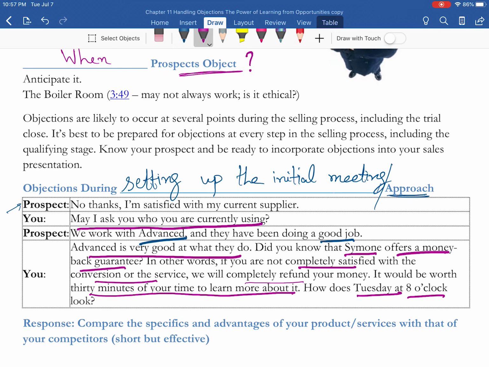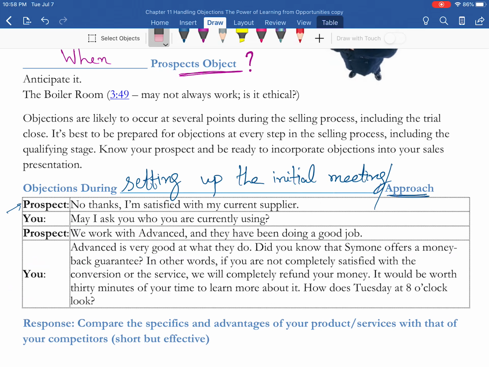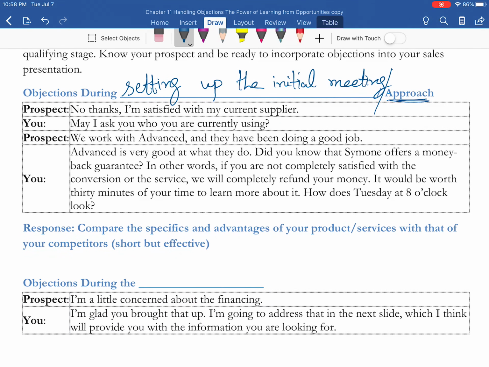So the thing is, as a salesperson, it's you that has to take the initiative, and you have to ask more questions. We already talked about SPIN questions, right? Situation, problem, implication, and need-payoff. Those types of questions are very important when it comes to finding out why they are objecting. And once you are able to set up that appointment, you will be able to make some positive connection with that customer. In some cases, your response can actually be comparing the specifics and advantages of your product or services with that of your competitors. That can also be done.